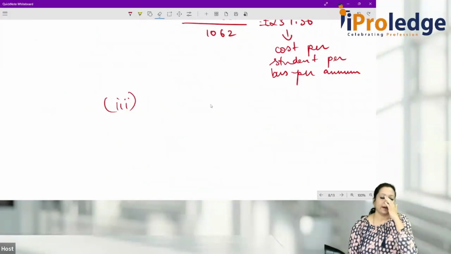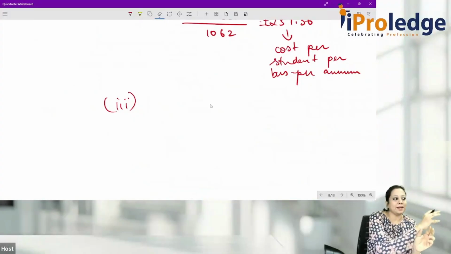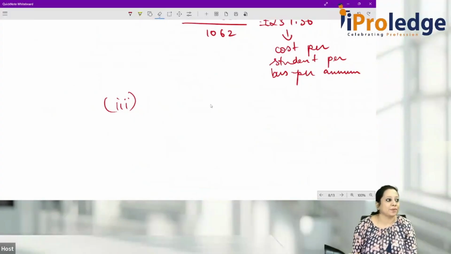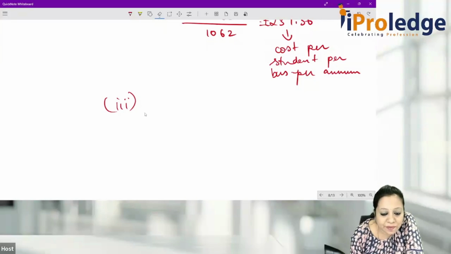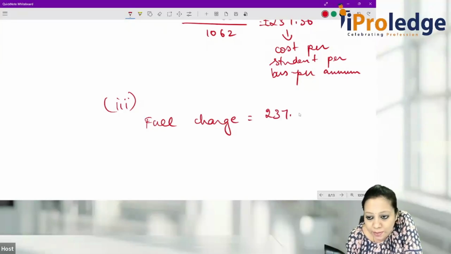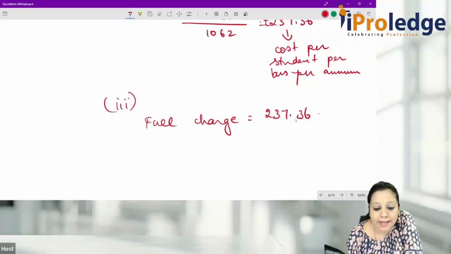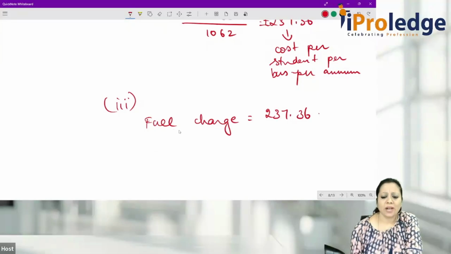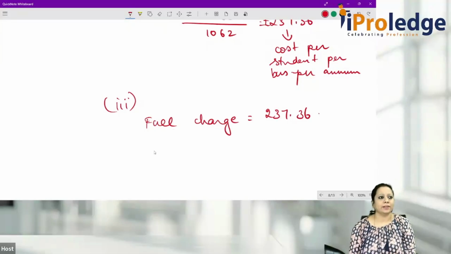And one more thing is, in that 1062 itself, 12 was multiplied. That means 12 is already divided. So no problem. So the full charge is going to be 237 point, how much was it? 36. Yes. So we all know it is per student, per bus and all that.